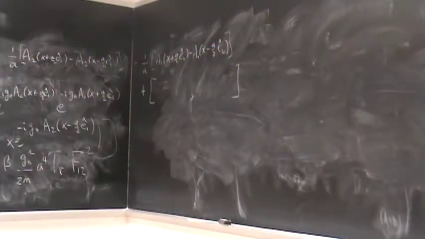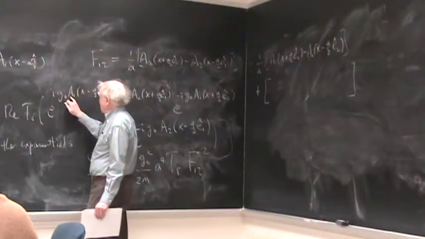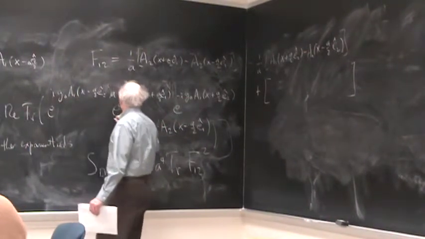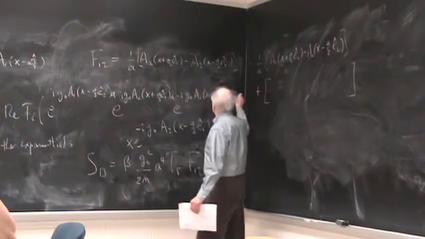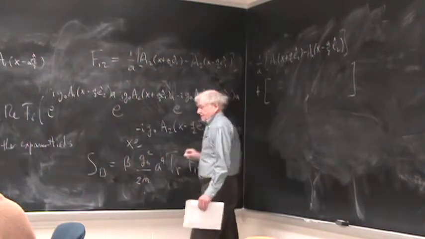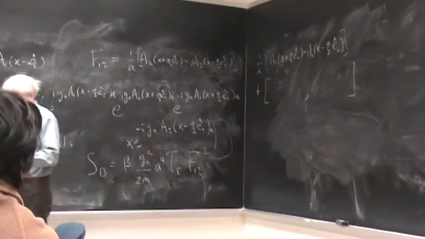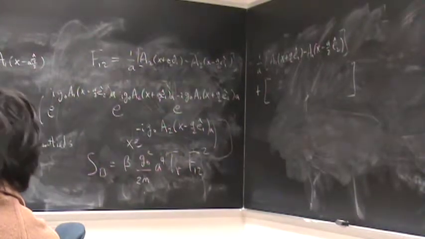Should there be a's in the exponentials? Little a's? Brilliant. Yes, because it's not simply g0 A1, but it's a. Yeah. Absolutely. Yeah, that was out of my notes. All right, excuse me.